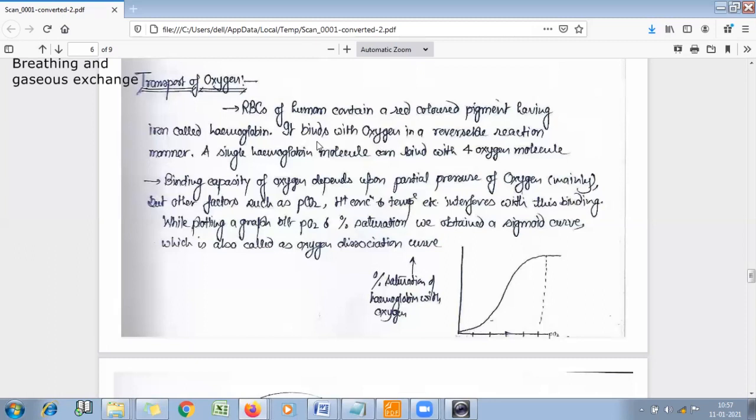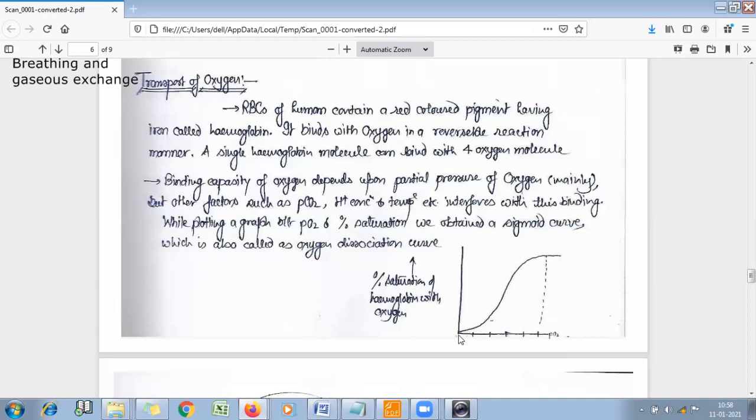So we can make a plot between the partial pressure of oxygen and the percentage saturation, meaning percentage saturation of binding of hemoglobin with oxygen. So we can get the sigmoid curve, which is also called the oxygen dissociation curve. We can see here, on this axis percentage saturation will be shown, and on this axis partial pressure of oxygen will be shown.